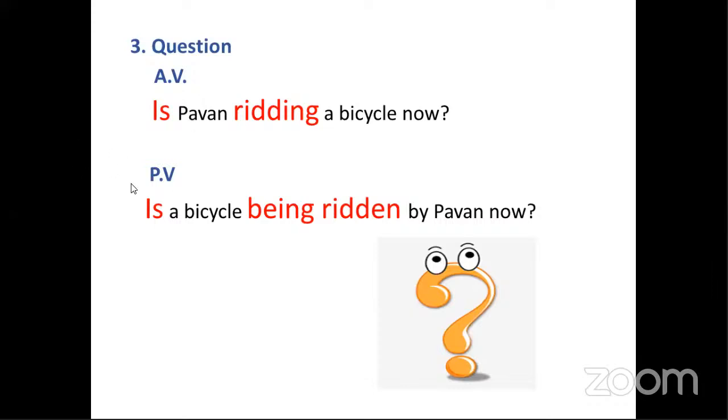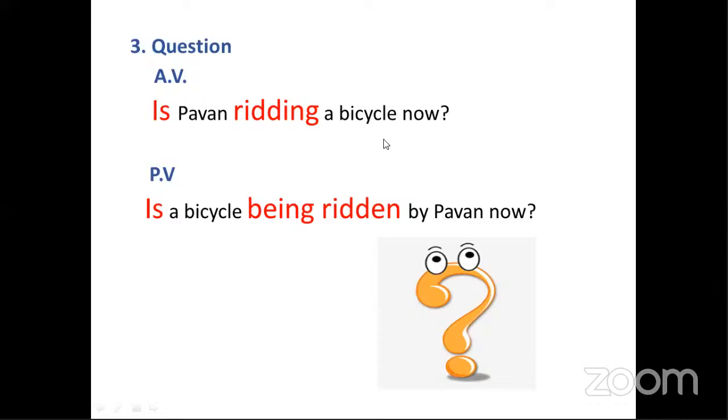So you have to get this is in front. Is, then you can get the object here, a bicycle. Is a bicycle. Right. Can you just omit this being? No, you can't. You have to add this. Then only it becomes passive voice. Is a bicycle being. Then here also you have to get the past participle form. Is a bicycle being ridden by Pavan? We can't forget the doer here.